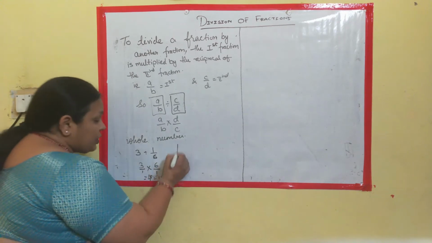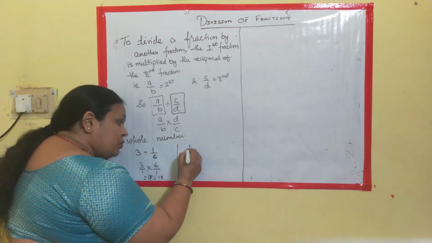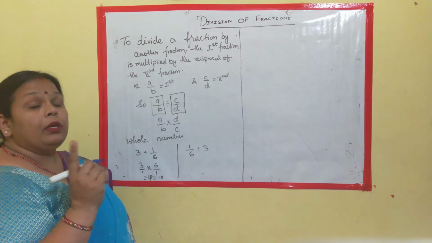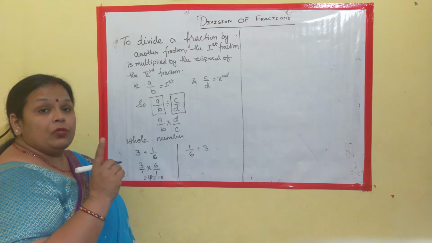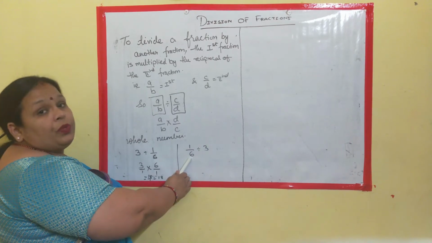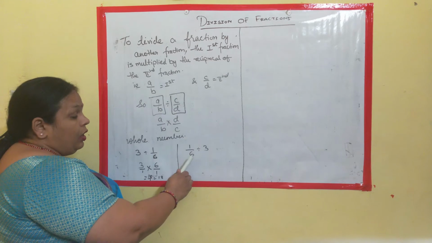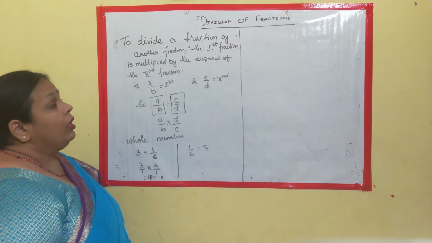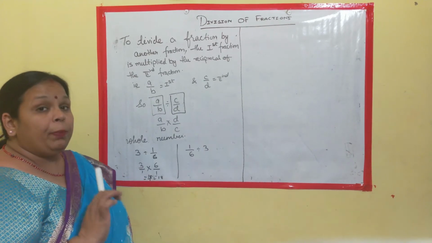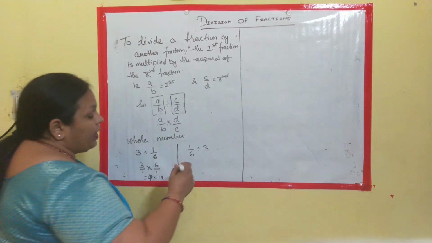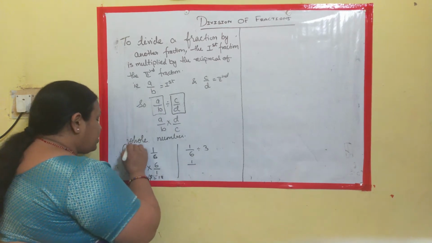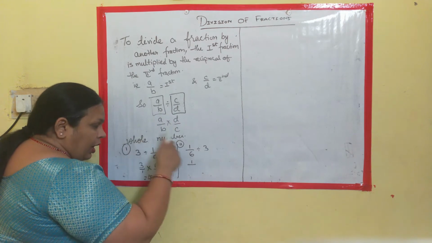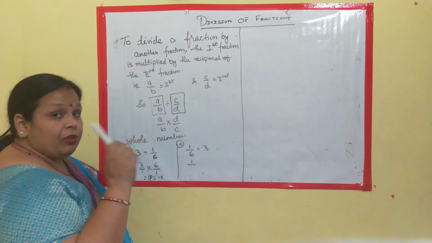Clear? Now, second case, if the first one is a fraction and the second number is a whole number. Remember, the common mistake done by students is they reverse the first fraction, which is totally wrong. You need to reverse the second fraction, as given in the condition that the first fraction is multiplied by the reciprocal of the second fraction. That means this is your first example. This is going to be your second example. Here the first number is a whole number, and in the second example the second number is a whole number.